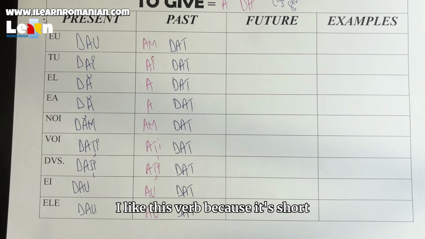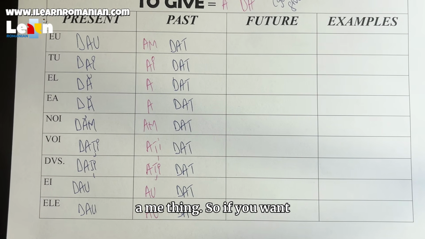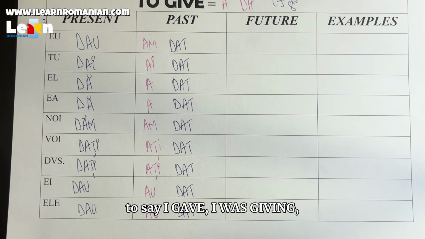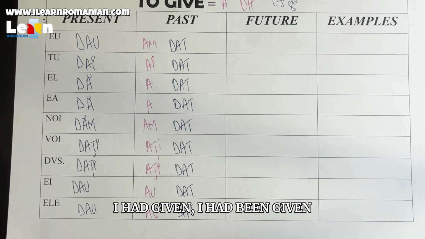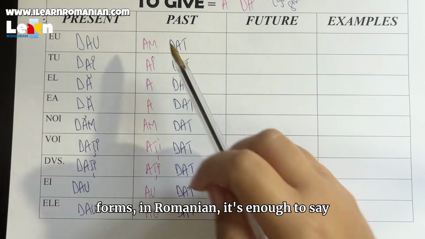I like this verb because it's short and easy to write, but that's just a me thing. So if you want to say, I gave, I was given, I had given, I had been given in English, like all these crazy forms, in Romanian it's enough to say, eu am dat.